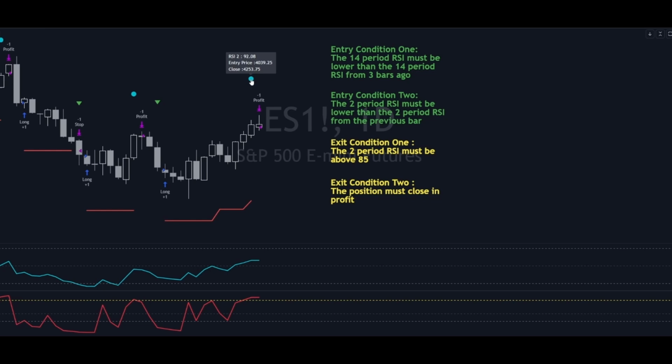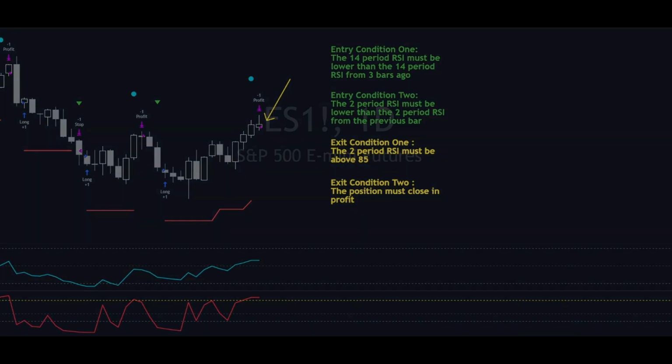So here we can see the 2-period RSI has a reading of 92.08. The close price is at 4253.75, and that of course is well above our entry price of 4039.25. With both the exit conditions met, we can close the position at the open of the next bar and the trade is complete.